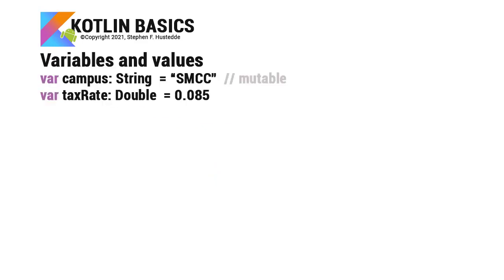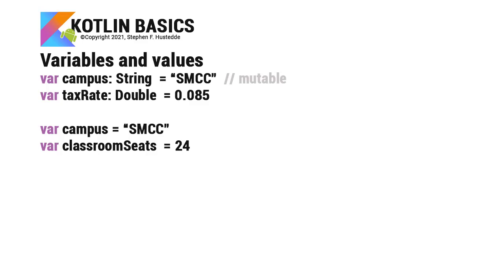Basic data containers include variables and values. So we have a keyword of var for variable. These are mutable variables. And Kotlin is a typed language, so we can declare the type of a variable using a colon and the data type. However, Kotlin is also great at inferring the data type. And so you'll see var campus equals SMCC is valid, and it will infer that campus is a string data type. Once the data type is set, it cannot be changed.